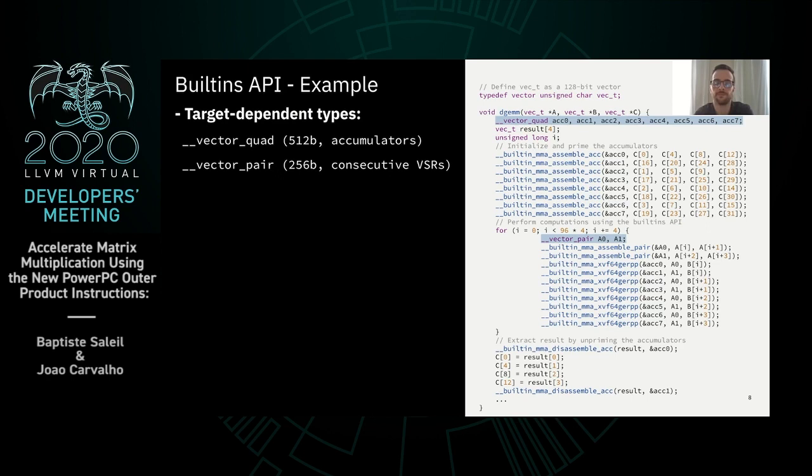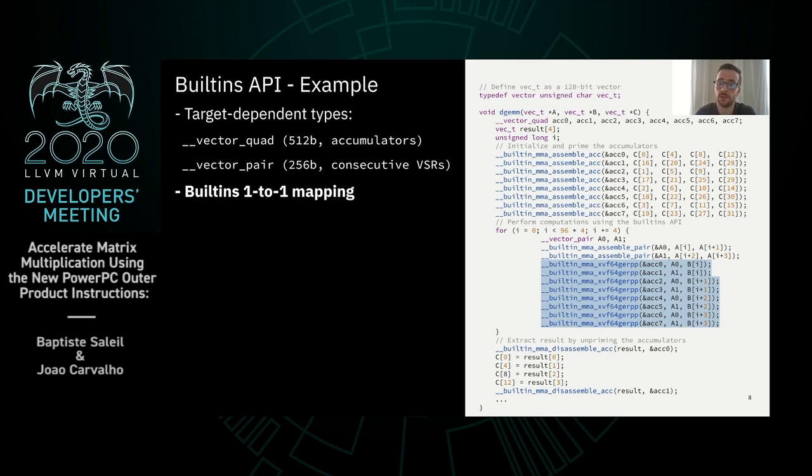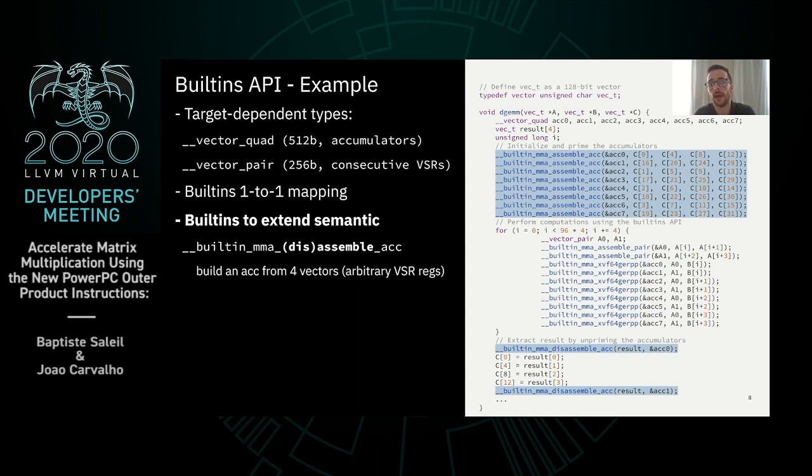Then we added a built-in for each MMA instruction. So these built-ins are basically just one-to-one mapping. So a call to a built-in only generates the corresponding MMA instruction. We also added some built-ins that allow us to extend the semantics of the MMA instruction. So first we've added a built-in that is extending the prime instruction. So this built-in allows to build and prime an accumulator from four vectors. So actually from four arbitrary VSR registers. We've also added a similar built-in to extend the unprime instruction by allowing disassembling an accumulator back to four vectors. And of course, we've also added similar built-ins to assemble and disassemble vector pairs.